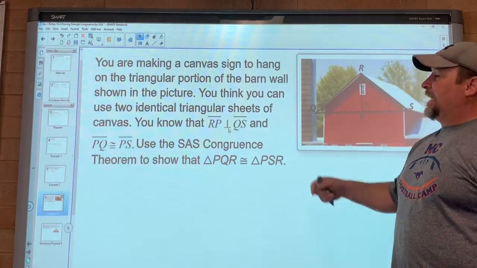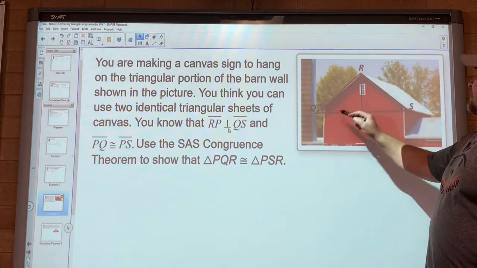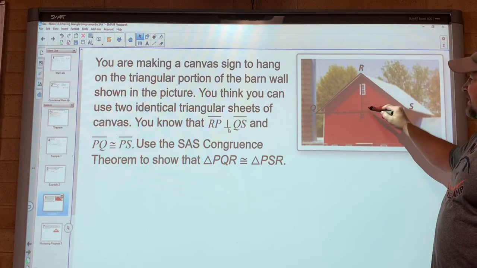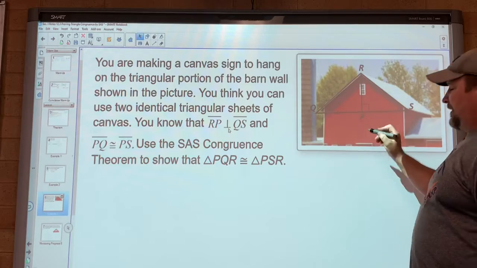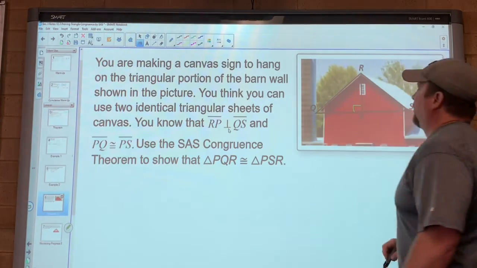Perpendicular, meaning it hits and makes a 90, with segment QS. So here it is right here, RP to QS, and it makes the 90, okay? Well, if that's 90 there, let me just help you. That's 90 on the other side. So we'll do that in green real quick. That's 90 as well, okay?